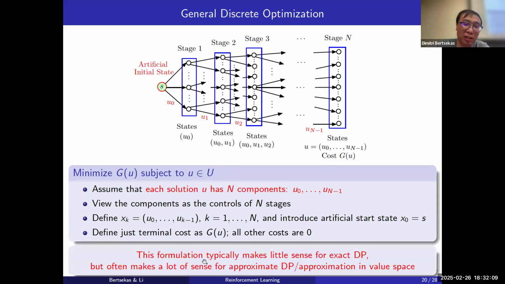Of course, this formulation typically makes little sense for exact dynamic programming, because if we're going to run dynamic programming for this problem, what are we going to do? We start with the last stage and define Jn equal to this, essentially enumerating all the u's. That's brute force. So it makes little sense, but it often makes a lot of sense for approximate dynamic programming and approximation in value space.